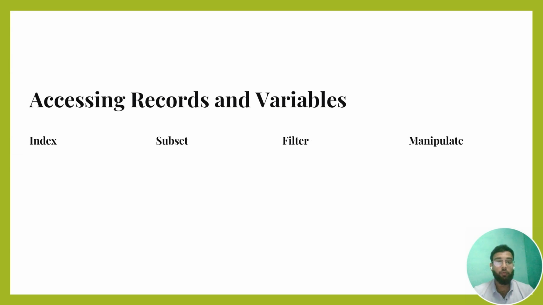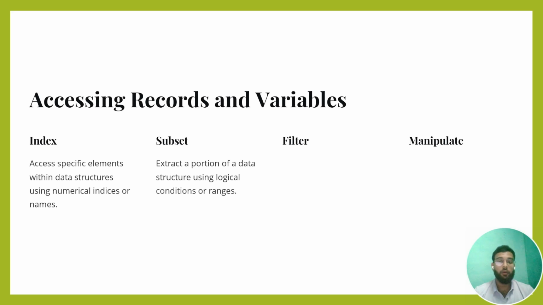Now accessing records and variables. First, by index. We can access specific elements within data structures using numerical indices or names. Secondly, by using subset, we extract a portion of a data structure using logical conditions or ranges. Thirdly, we can access it by filter. So we can select records based on specific criteria using logical expressions.